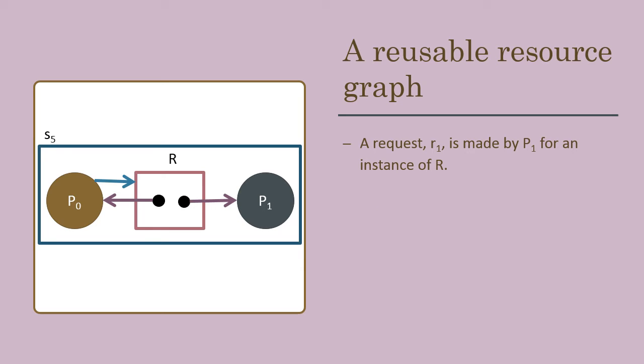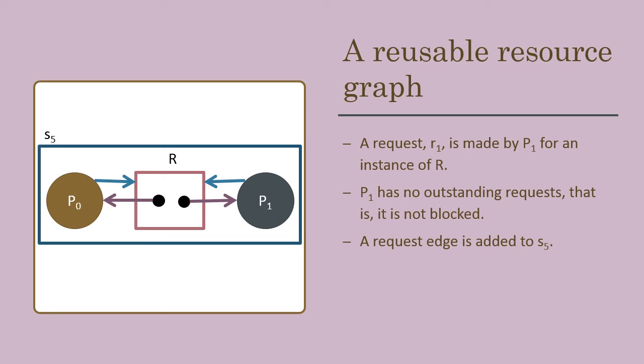A request R1 is made by P1 for an instance of R. P1 has no outstanding requests, that is, it is not blocked. A request edge is added to S5. The state of the system is S6.